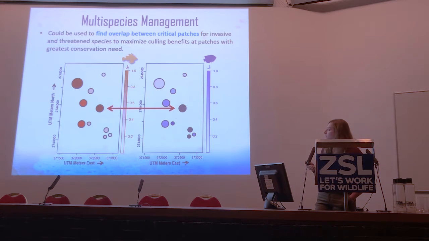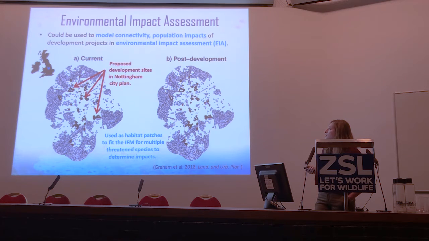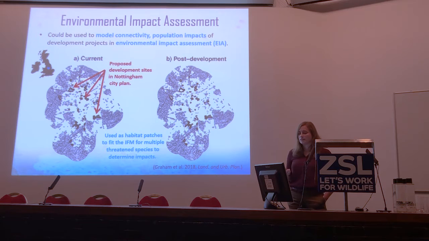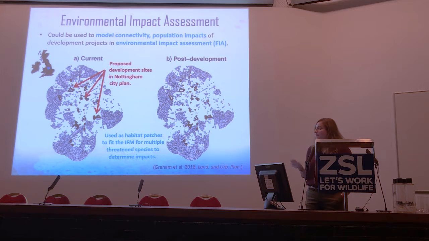And then last but not least, I thought this was really cool. Just this past year, a group used the IFM to model the connectivity and population impacts of development projects through the environmental assessment process. This is a map of different green spaces in the area surrounding Nottingham. What they did is they fit the IFM across these patches for a range of threatened species that inhabit this area, and then they looked at how the incidence and long-term persistence of the populations changed when some of these sites were converted into human developments as part of the city's development plan.